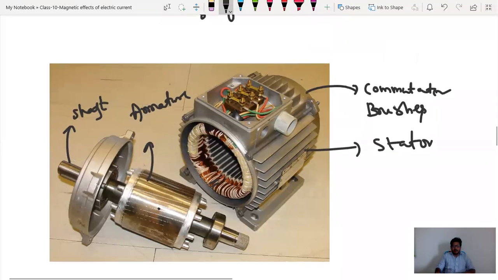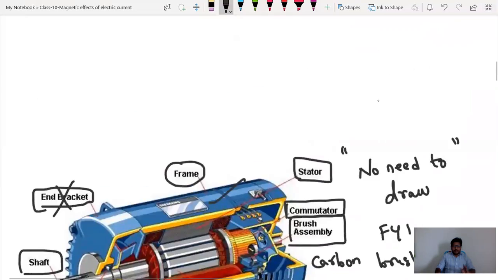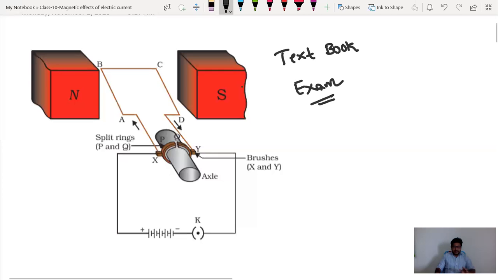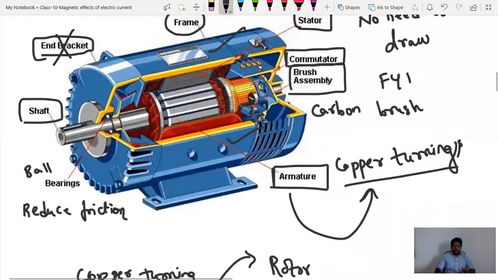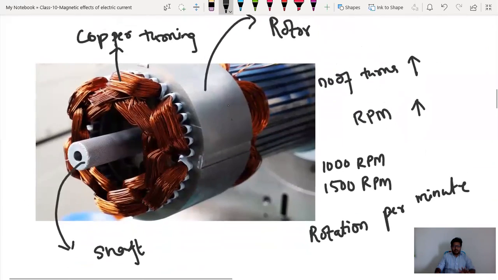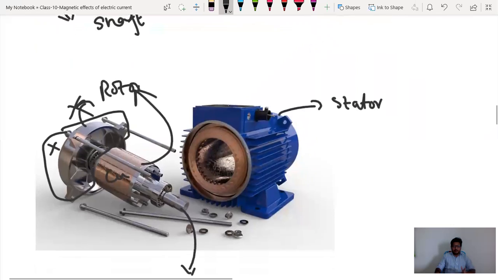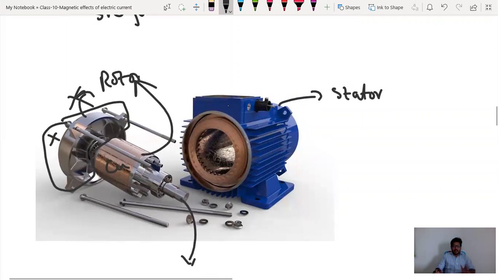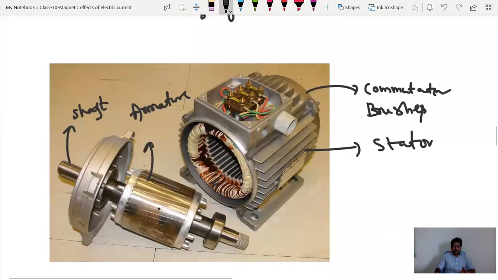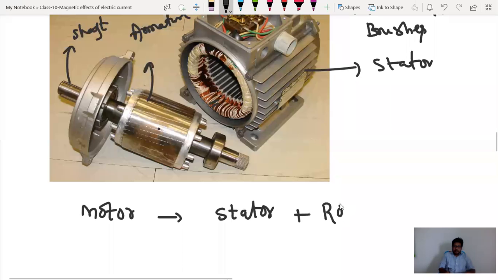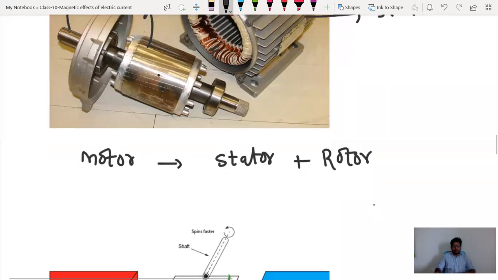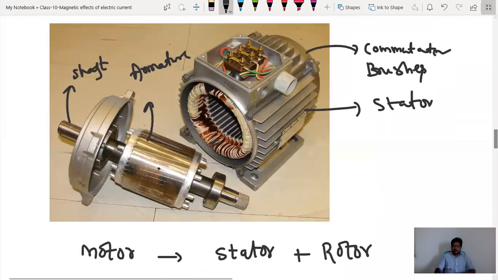We'll discuss all those concepts. So these are the pictures. You should have some idea. We'll discuss this picture. Motor. In a motor there will be two parts, stator and rotor. Stator means which will be static. Rotor means which will be in motion when electricity is given. So stator and rotor combined are called motor, right? Motor means a combination of stator plus rotor. So these things you should have some idea.